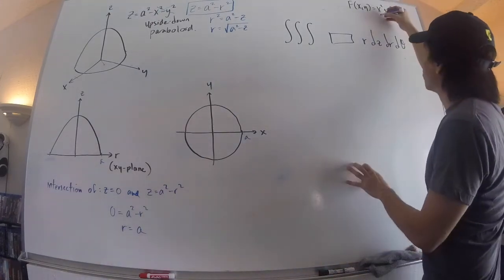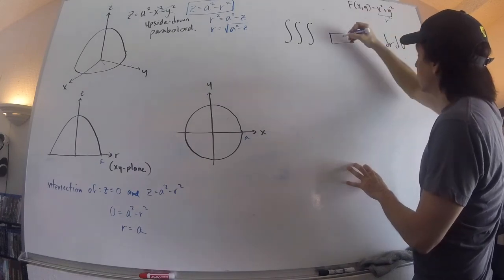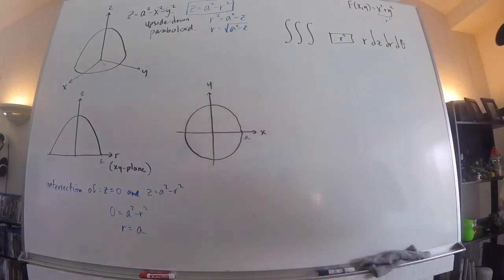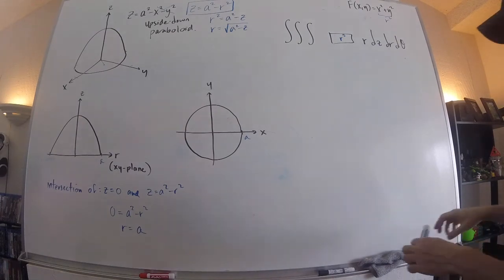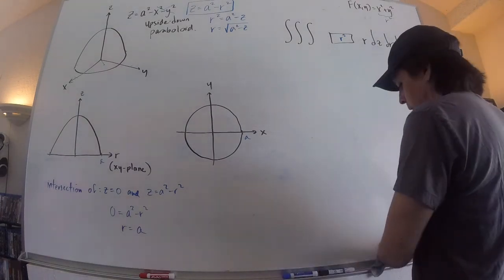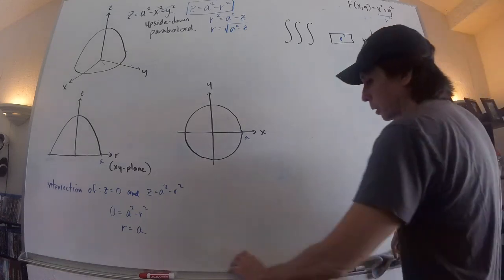And again, this is designed to convert to a nice r squared. So your integrand is going to be r squared. But the main thing is setting up your limits of integration. So again, I'm going to do z first. So here I'm working with z first.